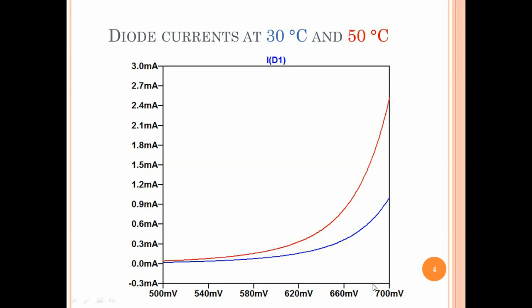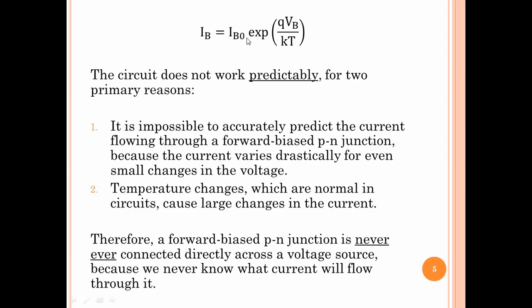Also, if the diode voltage was, let us say, 0.69 volts rather than 0.7 volts, which is very imaginable, then also the diode current changes significantly from its value at 0.7 volts. Why does it change significantly? Because the diode current varies exponentially with the voltage. So the equation for the base current of a bipolar transistor, which is really nothing but the diode, the base emitter junction is a diode, varies as some constant times an exponential of QVB over KT, where VB is the base voltage.